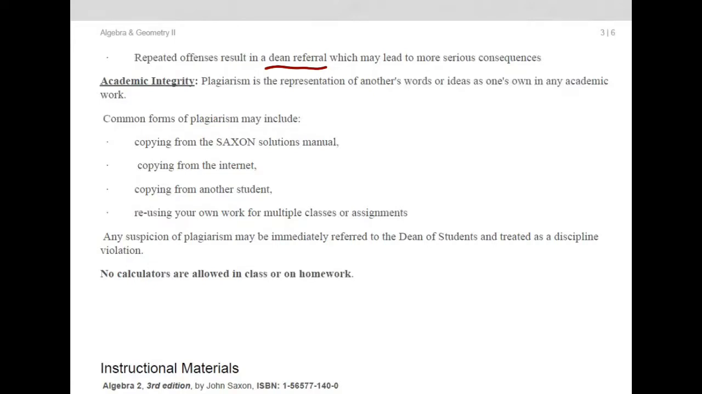And at the minimum, you earn a 0 on the assignment. And in addition to that, you will be referred to the Dean of Students, right? And I will also be contacting your parents regarding that as well. All right, I consider this to be very serious, okay? So please don't do it. Please just do your own work. Don't copy from others or from other sources.